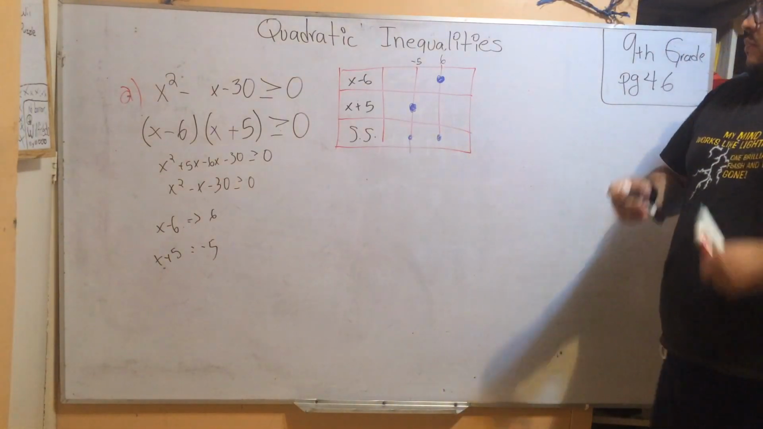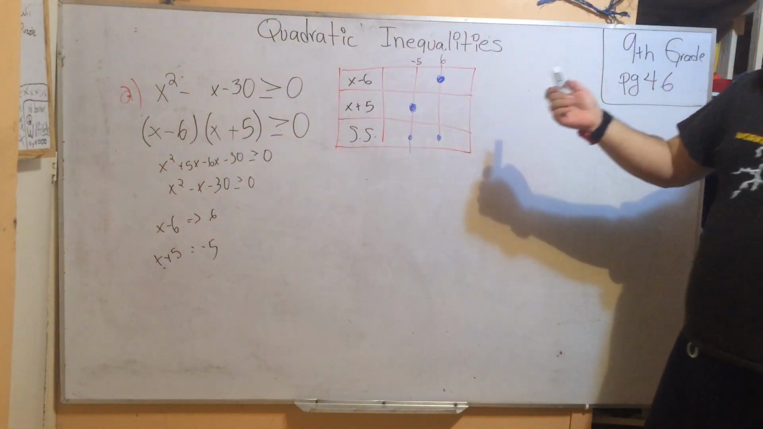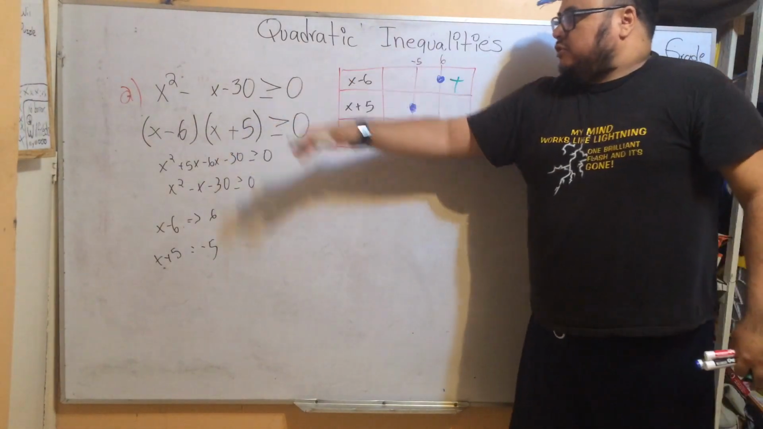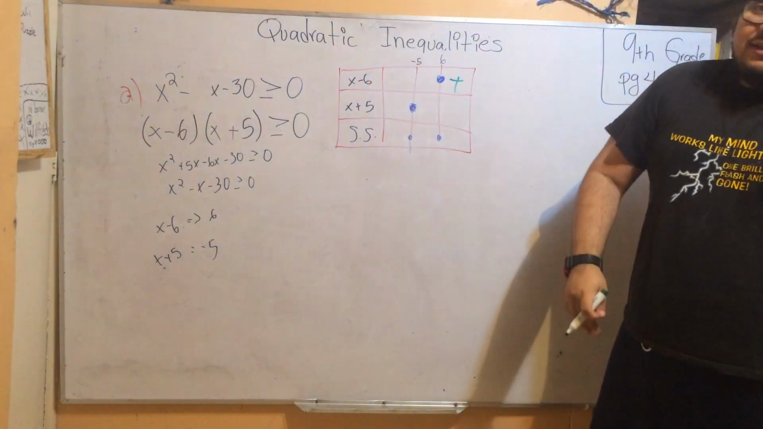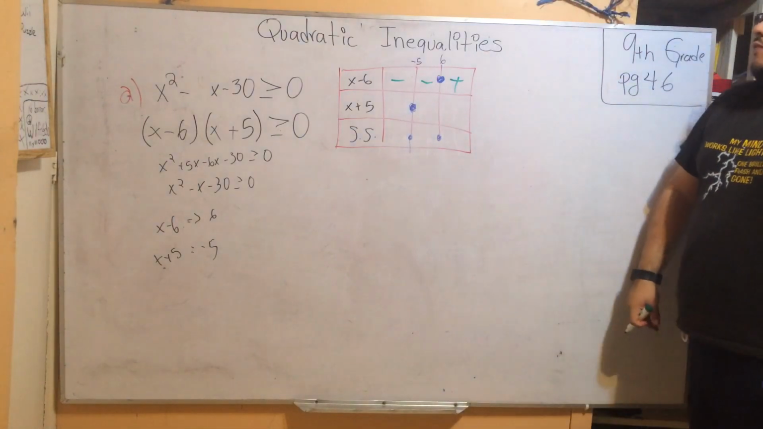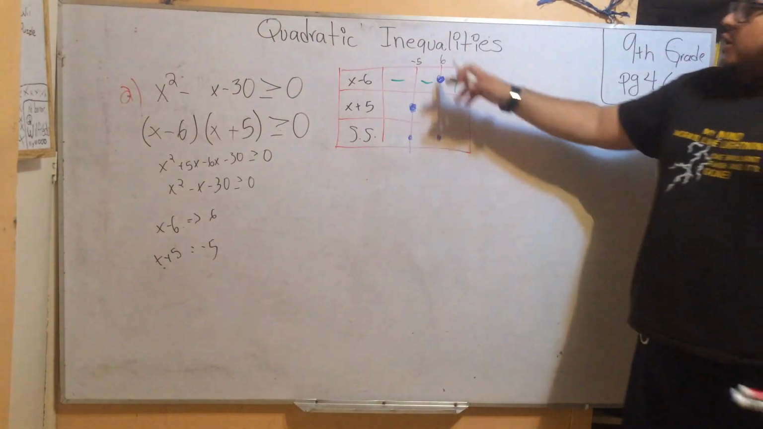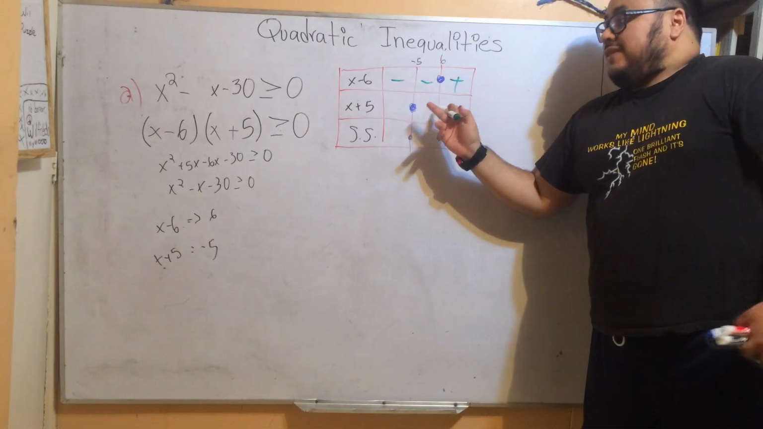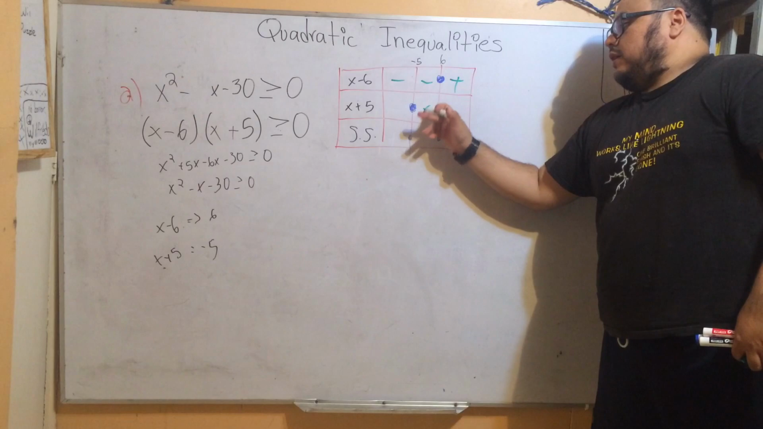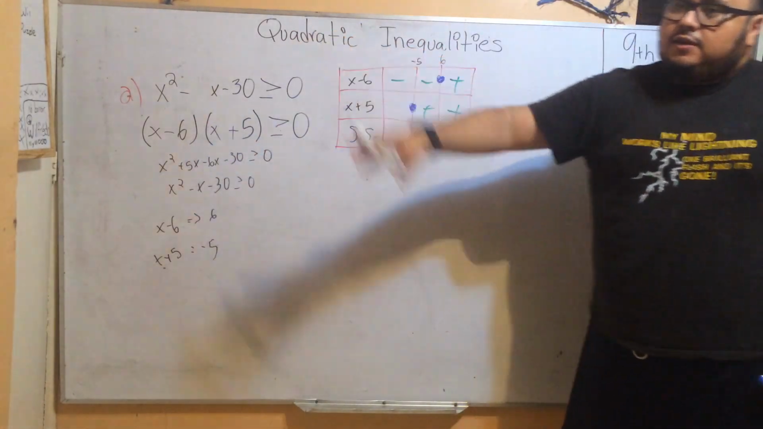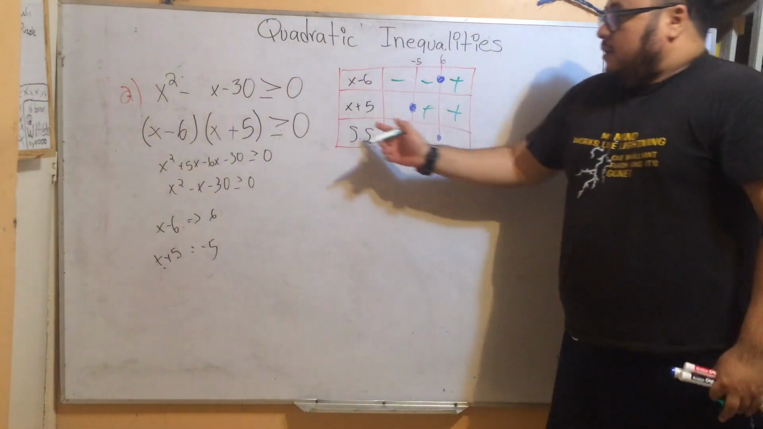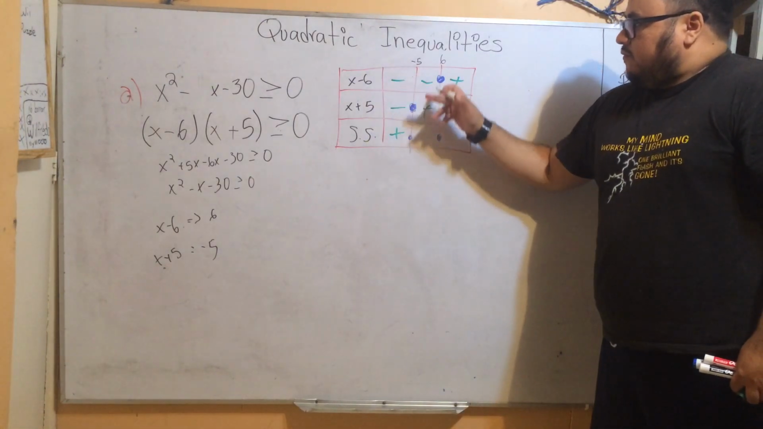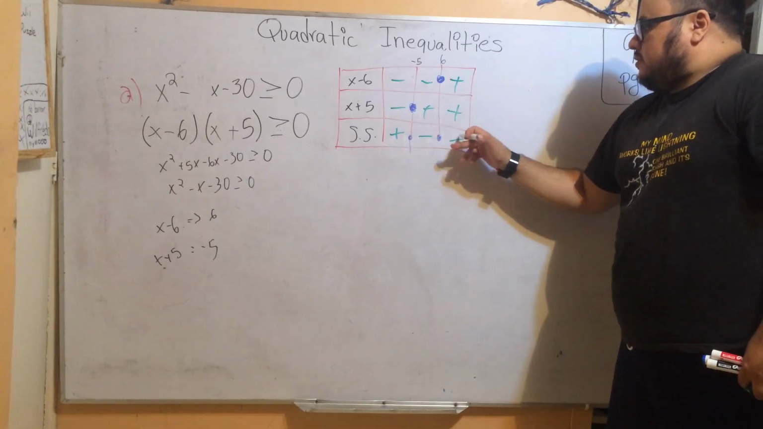Now, numbers to the right of 6, let's say 10. 10 minus 6 is 4. So the answers to the right of number 6 are positive. And to the left, let's try 0. 0 minus 6 is negative 6. So these give us negative. X plus 5: we come to the point negative 5. Numbers to the right of negative 5, let's try negative 1. Negative 1 plus 5 is 4, so these terms are positive. And to the left of minus 5, let's try minus 10. Minus 10 plus 5 is minus 5. Then we multiply. Negative times negative is positive. Negative times positive is negative. Positive times positive is positive.